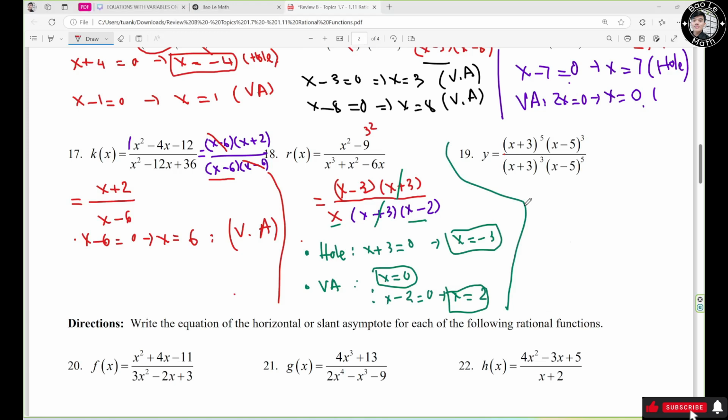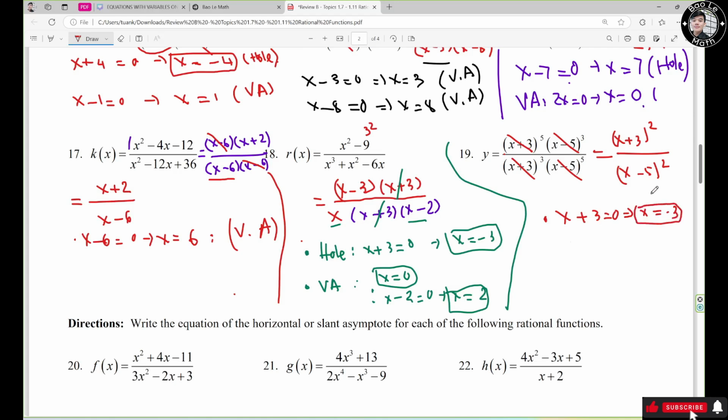Now let's move on to number 19. Alright, first we need to cancel out the numerator and denominator to find a hole if possible, right? So this one and this one cancel out. So we have s plus 3 to the power of 2 on the numerator, right? The denominator is going to be s minus 5 altogether squared, right? So because you cancel out this one, s plus 3 equals 0 is a hole, right? So s equals negative 3. This one is a hole.